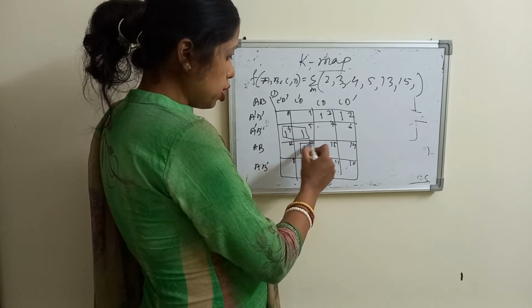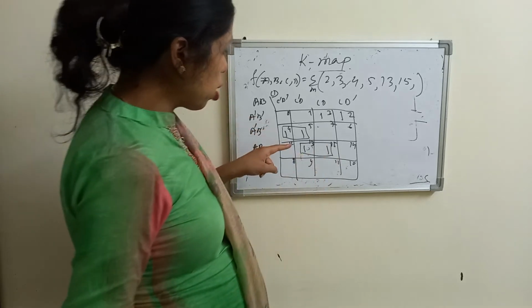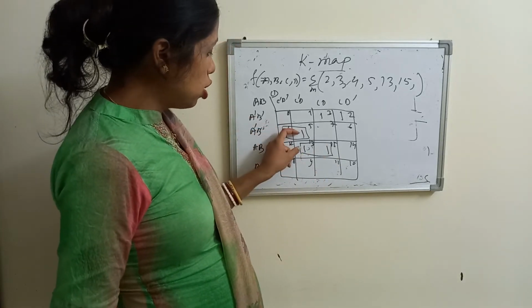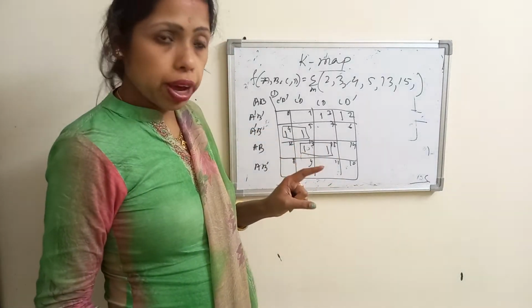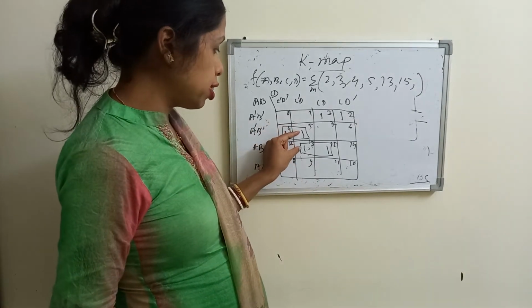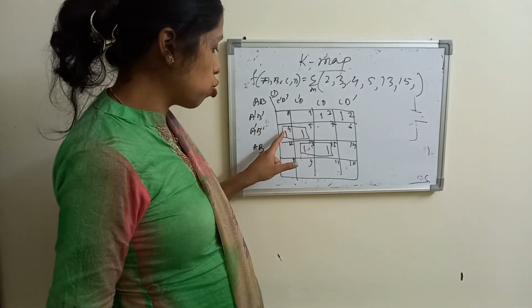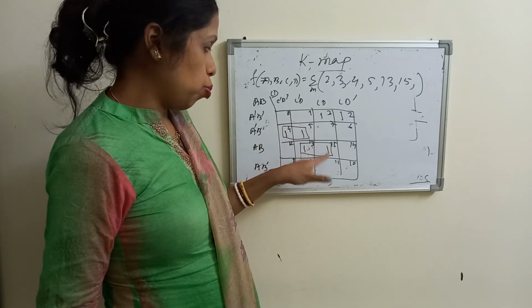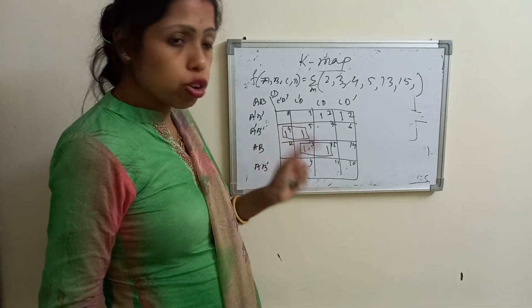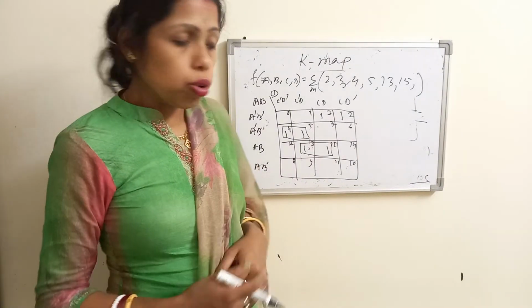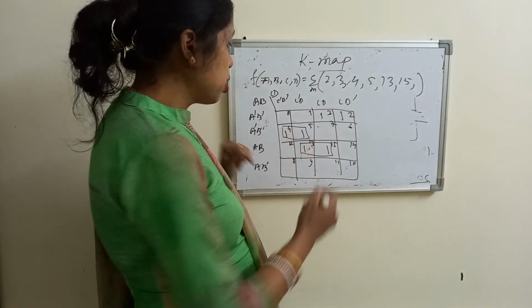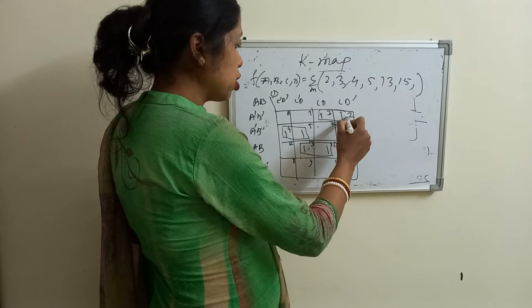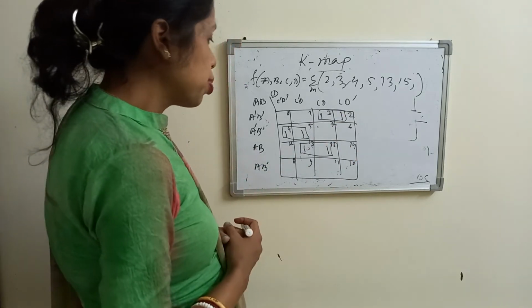Also, this can create a one pair. So now the question is, these two ones also can create a pair. But I will not consider this pair because the one is also included within this group. This one is also included in this group. So these two ones are not required to be considered. Then these two ones are remaining. These two ones can create a pair.